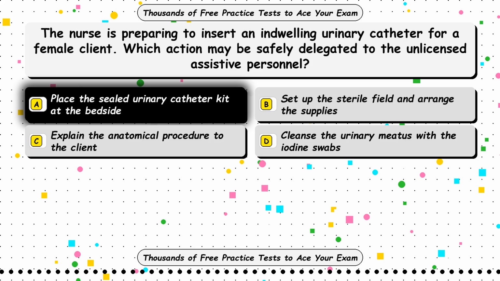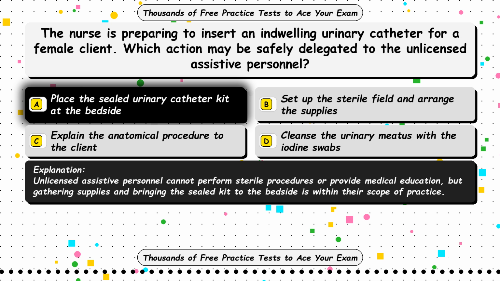The correct answer is option A. Place the sealed urinary catheter kit at the bedside. Unlicensed assistive personnel cannot perform sterile procedures or provide medical education, but gathering supplies and bringing the sealed kit to the bedside is within their scope of practice.